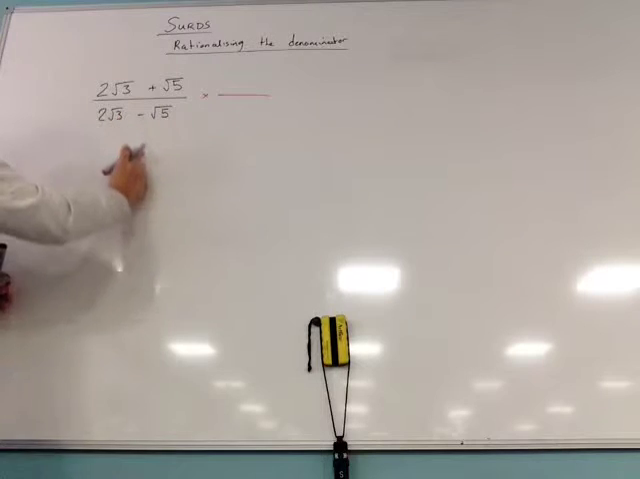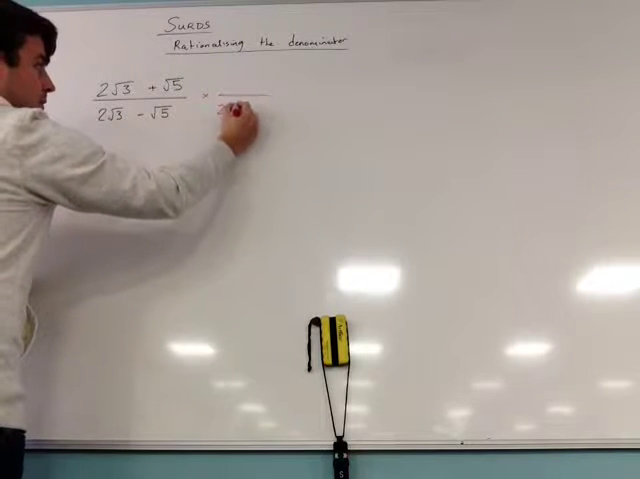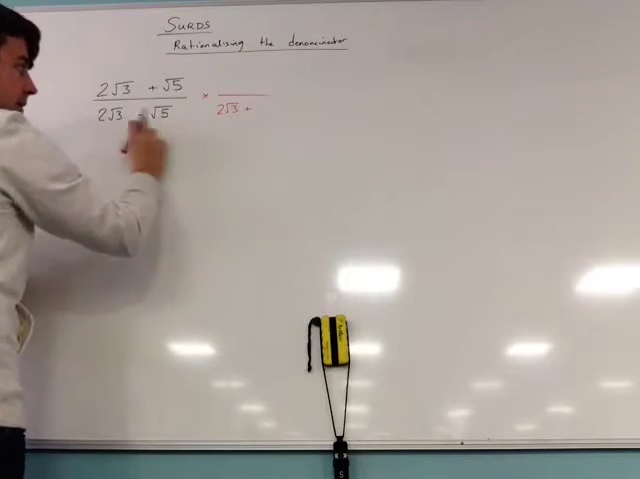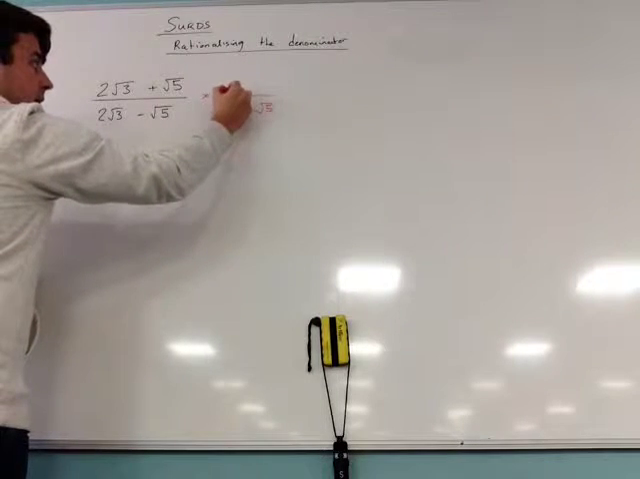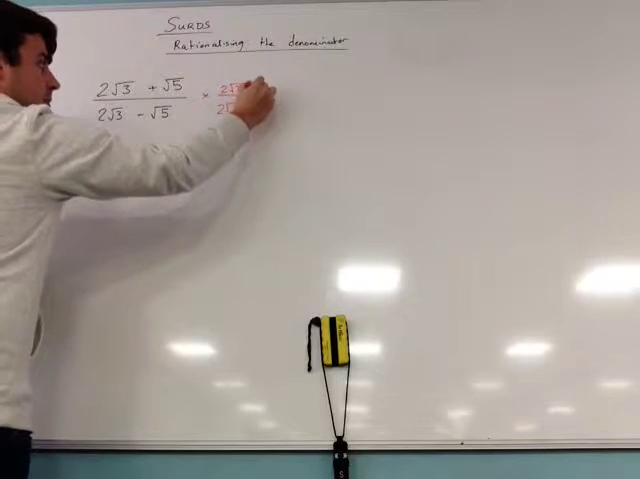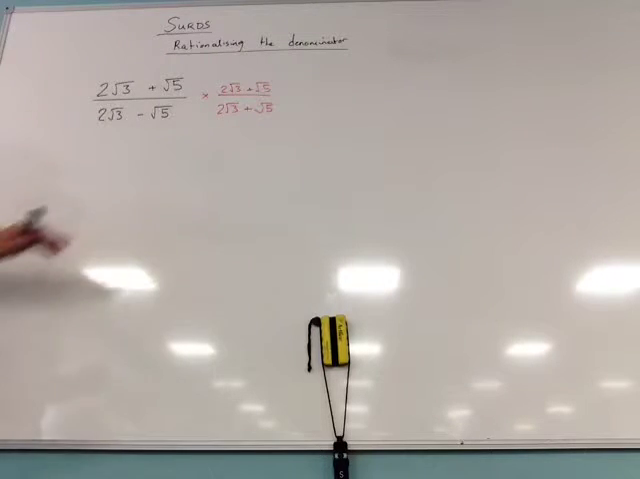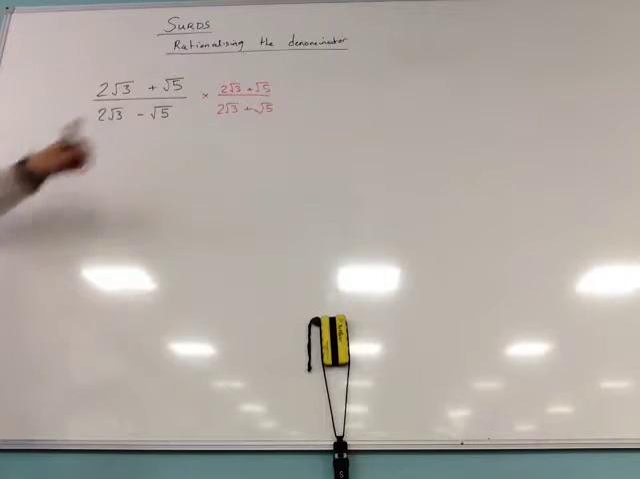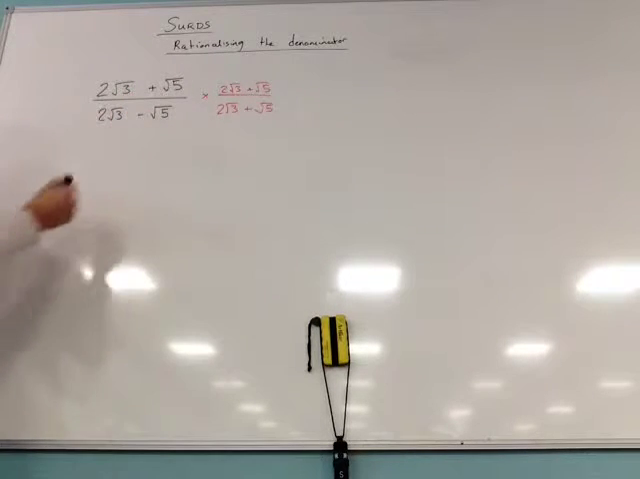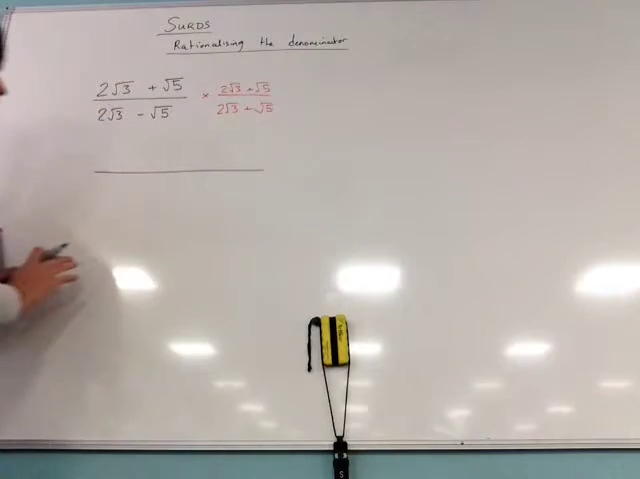change the sign. So this is going to remain 2 root 3. It's going to be plus now instead of a minus, plus root 5. And that's exactly the same on the top. So you can see here I've multiplied by 2 root 3 plus root 5. The only difference is the sign. Excellent. Alright, so now I can see this is going to be busy, a bit complicated.